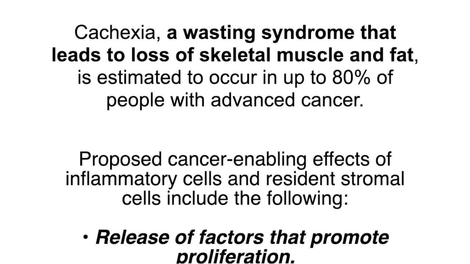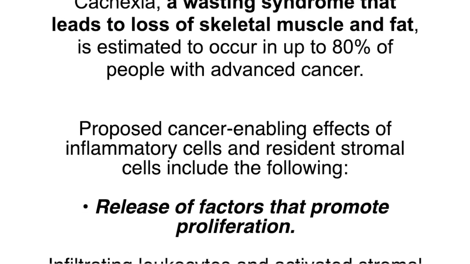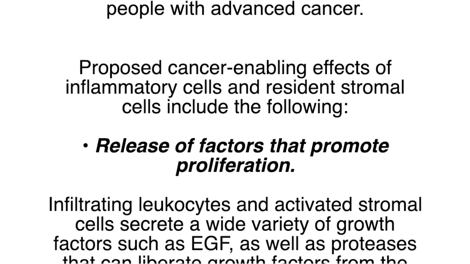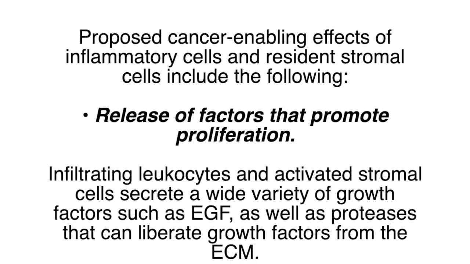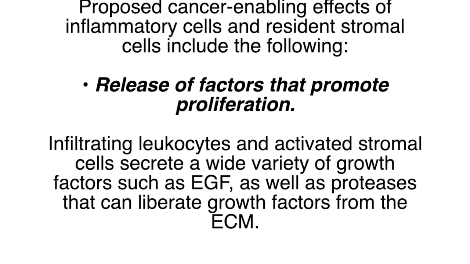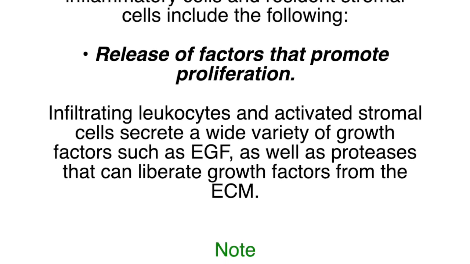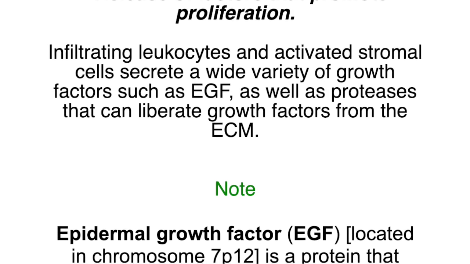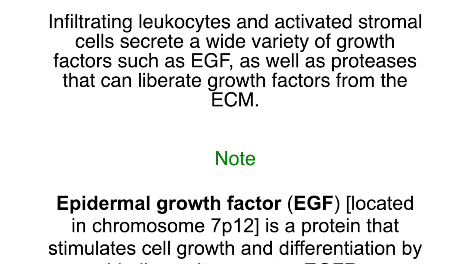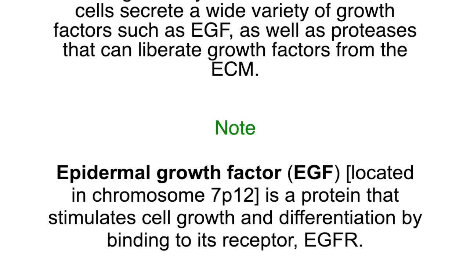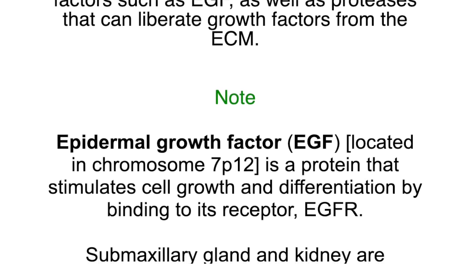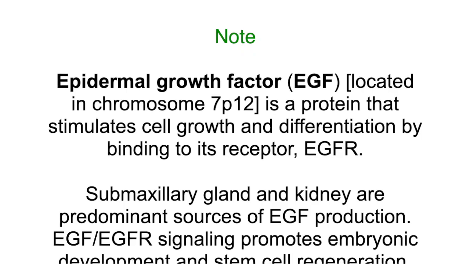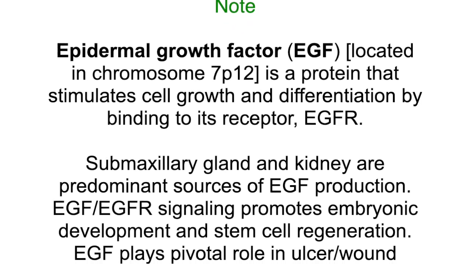Proposed cancer enabling effects of inflammatory cells and resident stromal cells include the following: release of factors that promote proliferation. Infiltrating leukocytes and activated stromal cells secrete a variety of growth factors such as EGF as well as proteases that can liberate growth factors from the ECM. Note: epidermal growth factor EGF, located in chromosome 7p12, is a protein that stimulates cell growth and differentiation by binding to its receptor EGFR.